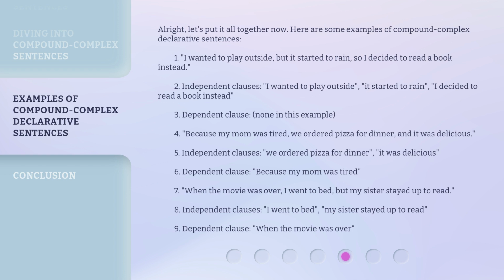4. Because my mom was tired, we ordered pizza for dinner, and it was delicious. 5. Independent clauses. We ordered pizza for dinner, it was delicious. 6. Dependent clause. Because my mom was tired. 7. When the movie was over, I went to bed, but my sister stayed up to read. 8. Independent clauses. I went to bed, my sister stayed up to read. 9. Dependent clause. When the movie was over.